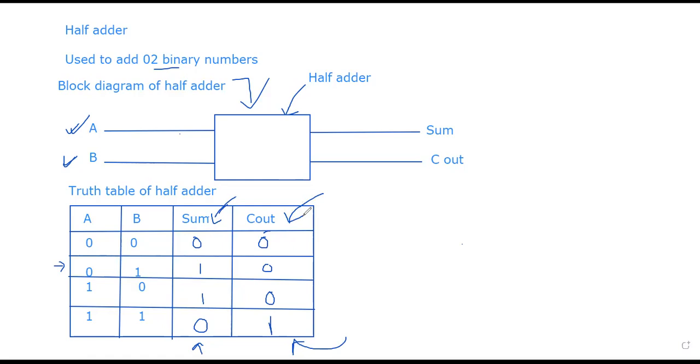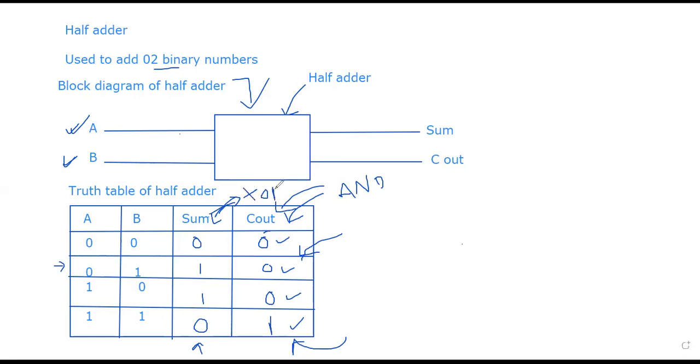So just take a minute and think. Now for the carry out, you may say we can apply the AND gate. Why? 0 into 0, 0. 0 into 1, 0. 1 into 0, 0. 1 into 1, 1. Then for carry out, what is the gate that we can apply? AND gate. What about sum? Sum is XOR gate, right?